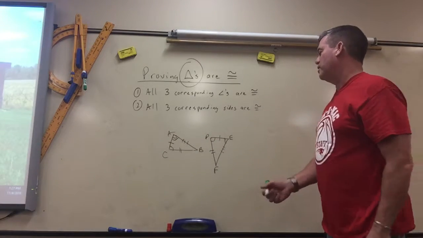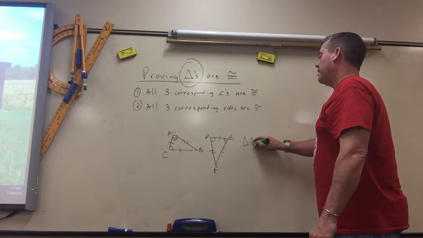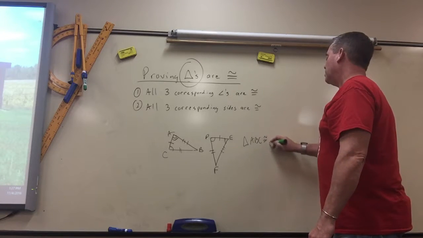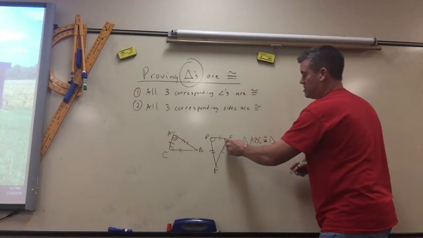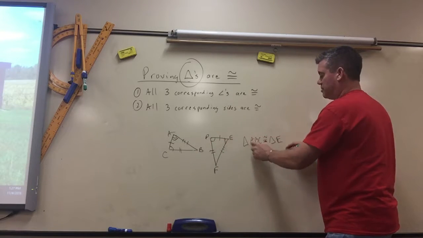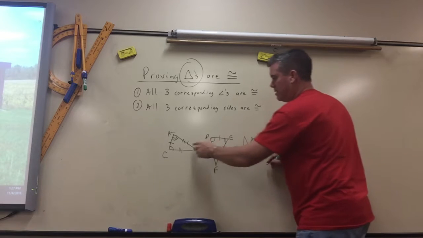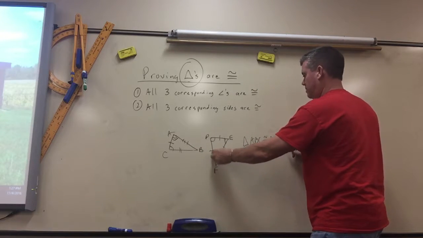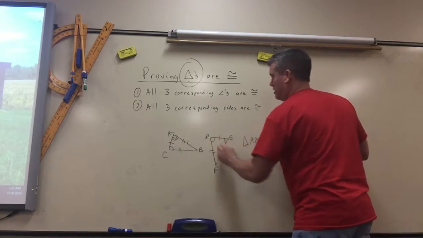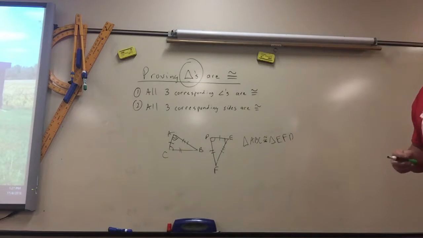So then you can write the congruent statement. Triangle ABC is congruent to triangle. So A is the same as E, so I'd have to put E first since I put A first. B is the same as F, and then it would be D. C and D are the same.